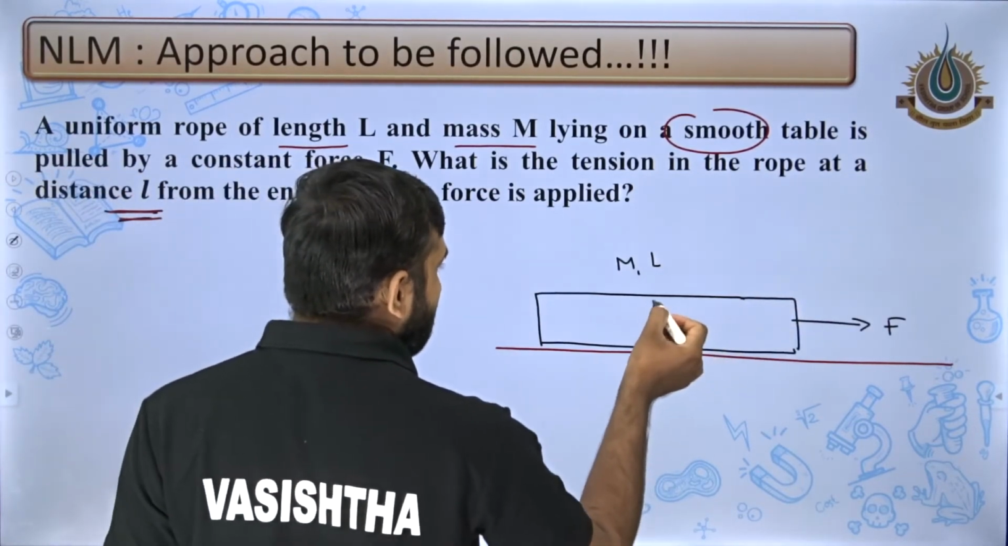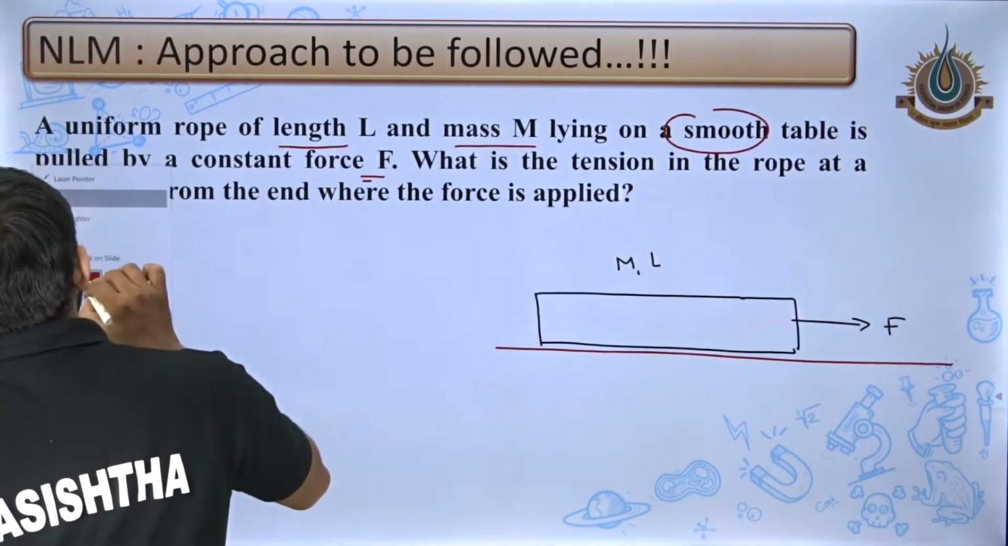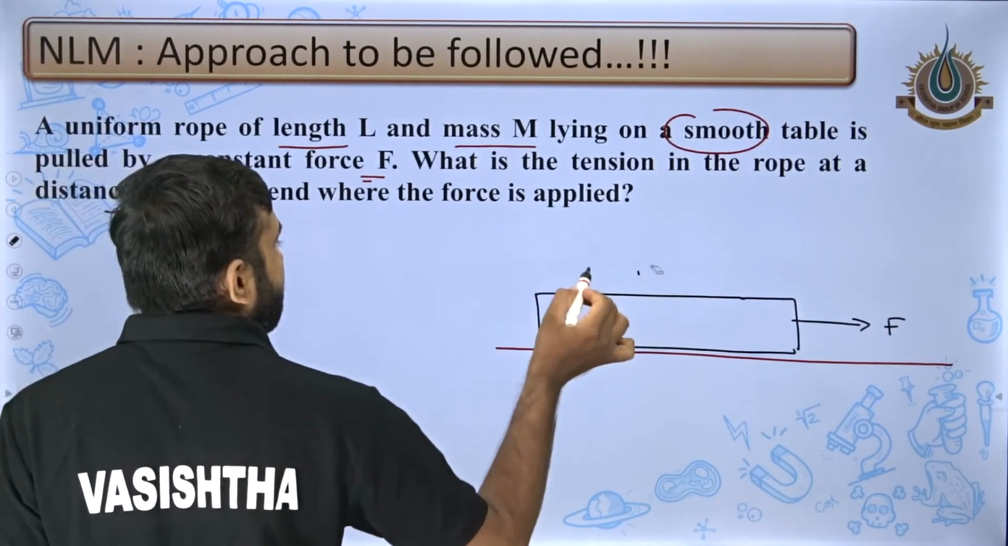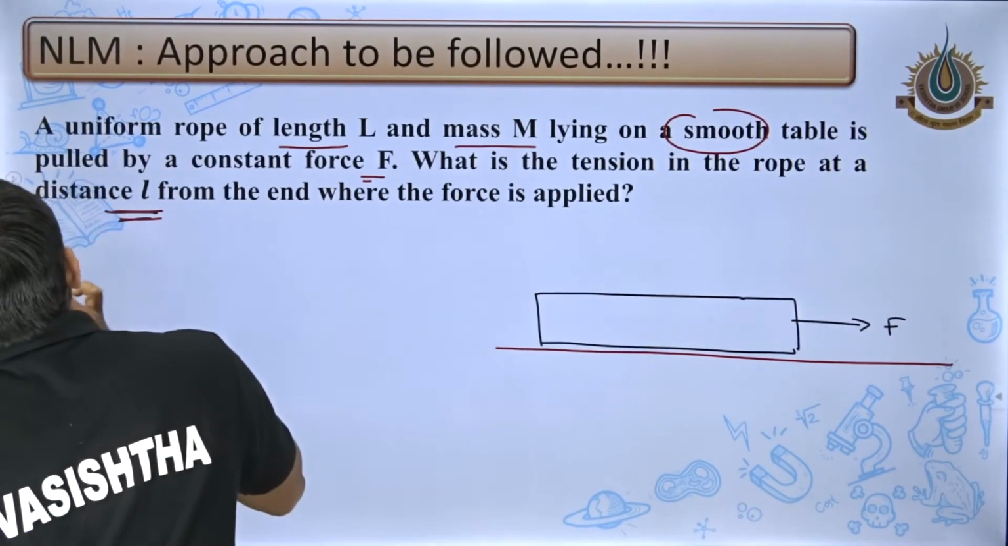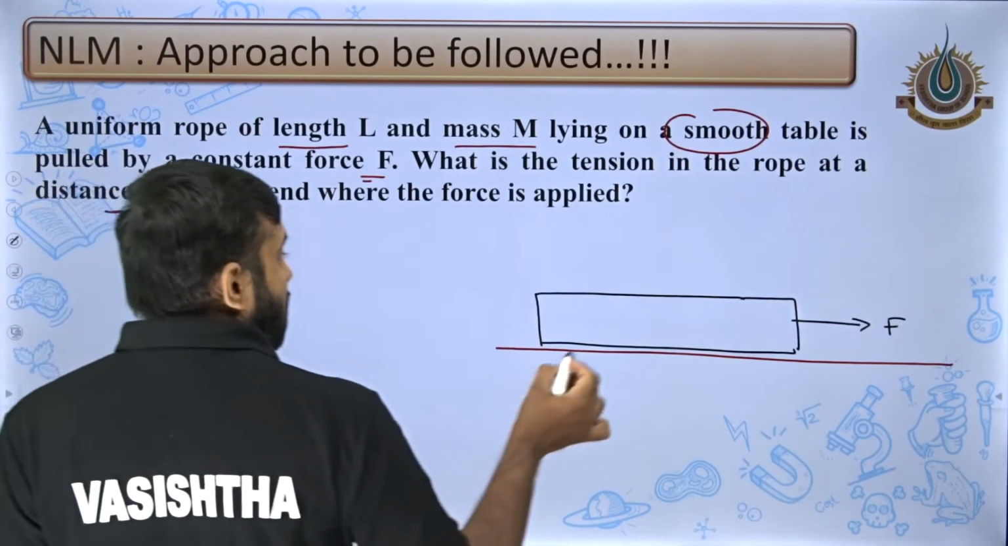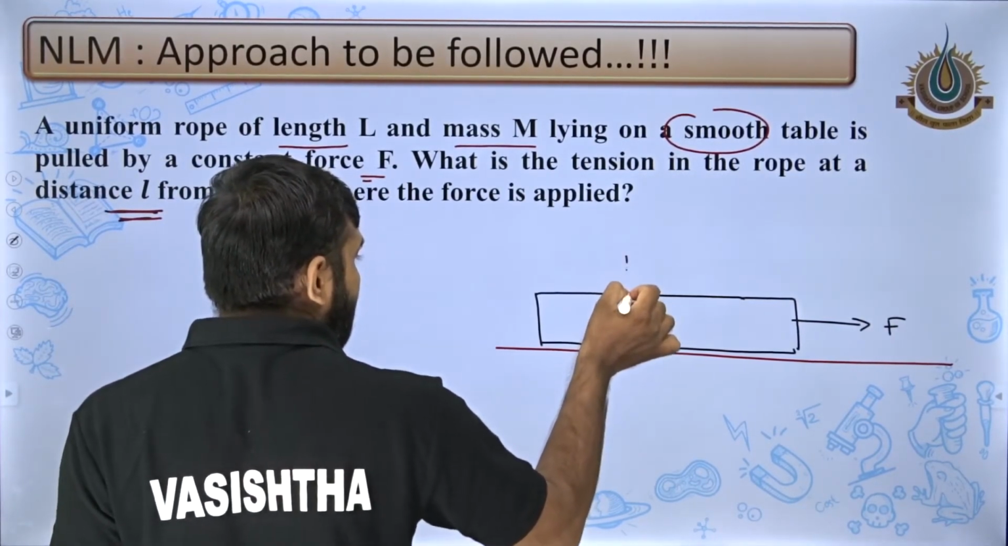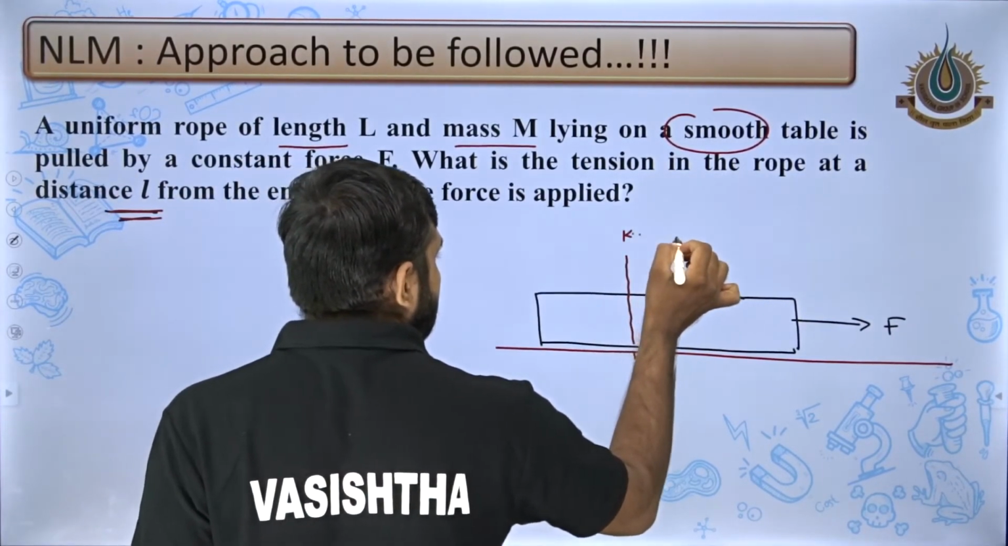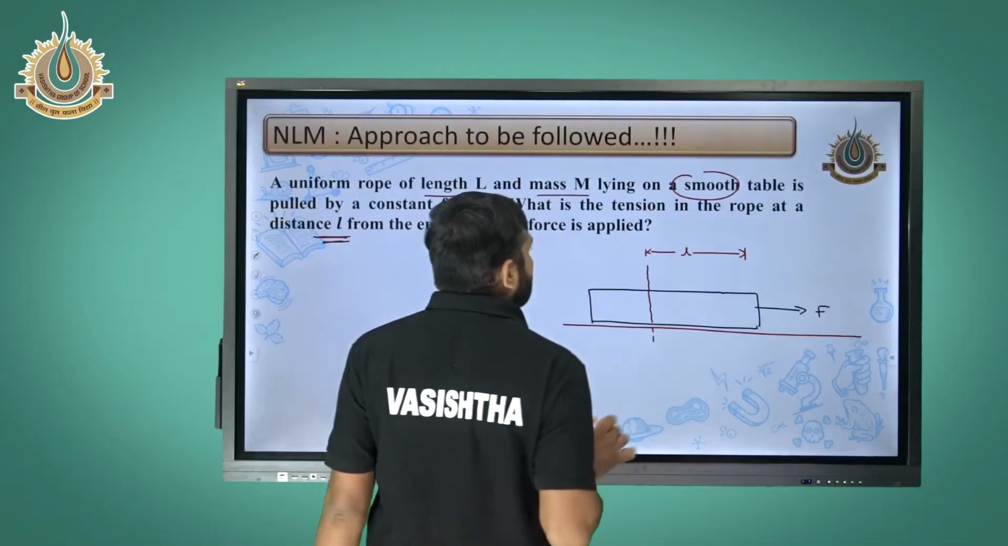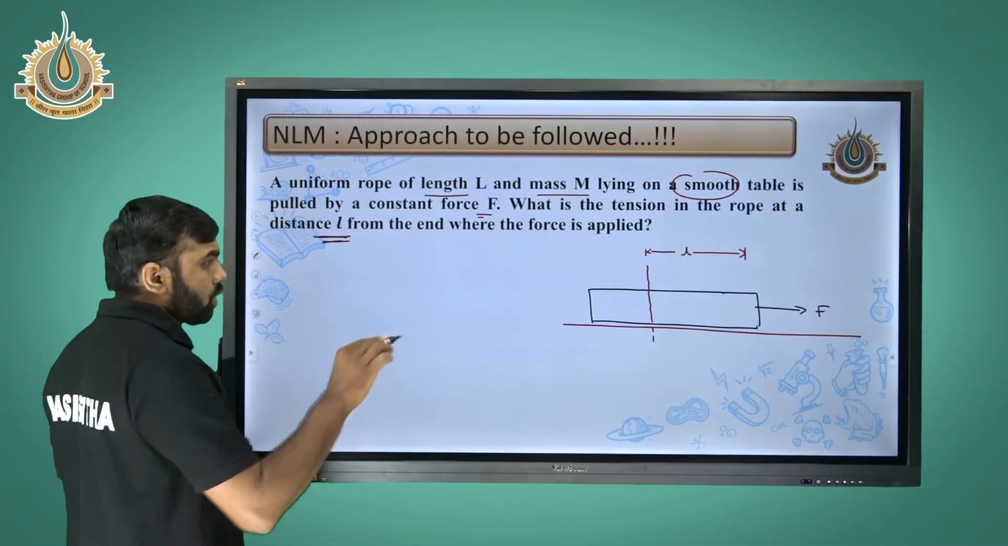मतलब यहाँ से आप कोई भी end ले लो, इसको थोड़ा side out कर लेते हैं, M and L. You just consider by yourself. ओके, सब वहाँ पे M and L है. यहाँ पे कोई भी distance L ले लो, चलो आपने यहाँ पे कोई distance L ले लिया. So find the tension in the rope. आपको इसमें tension find है.